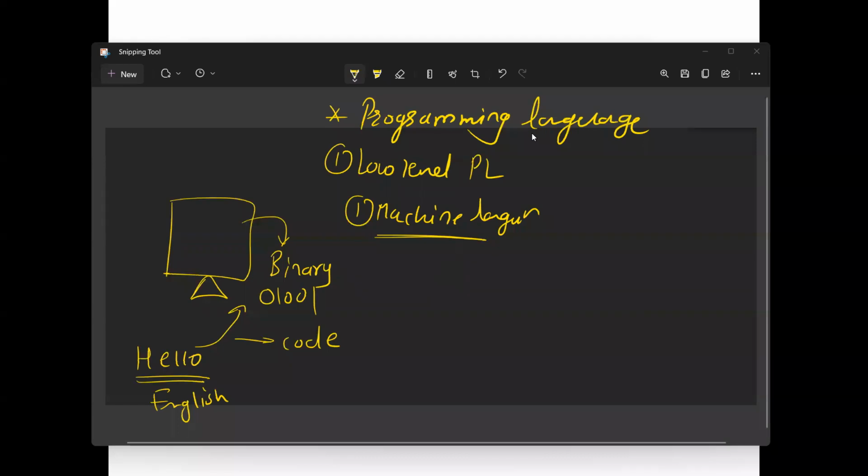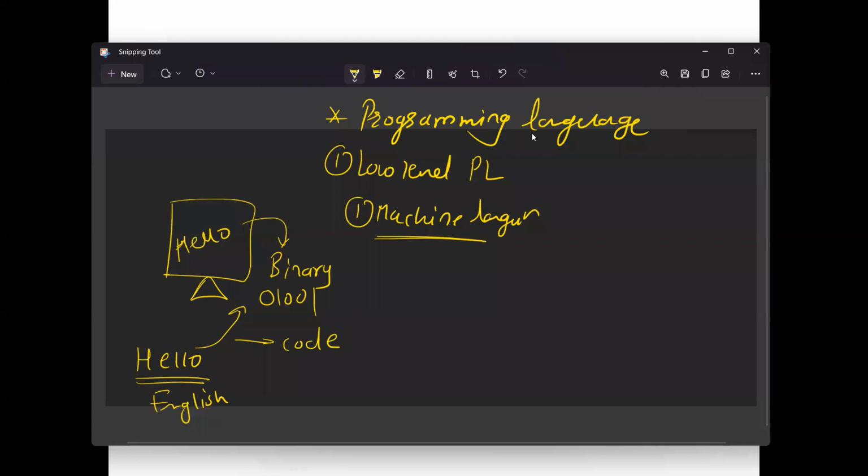Fine. So there is a question: if I'm passing hello, obviously the system will never understand hello directly. So there is a code conversion, and only then is the system able to print that information on screen or inside a console. So guys, tell me how the code conversion is possible.